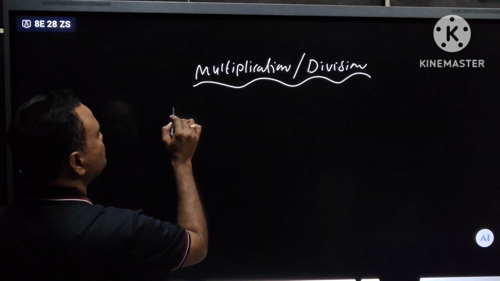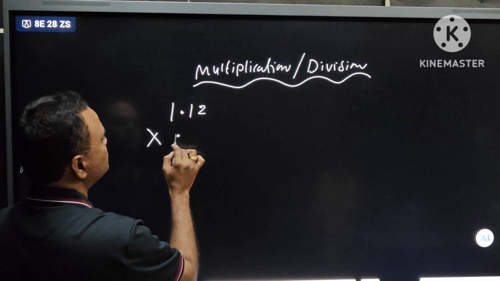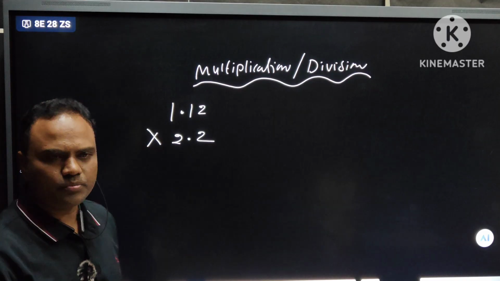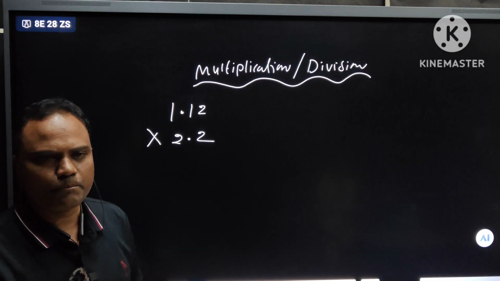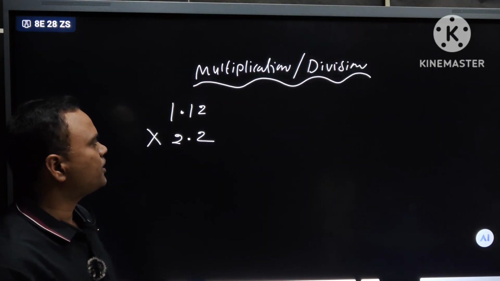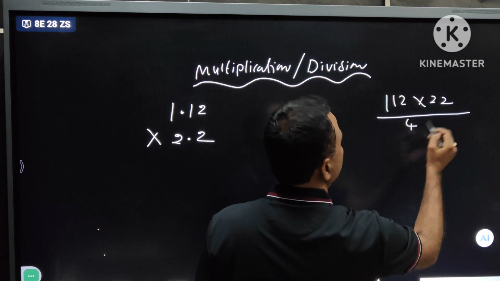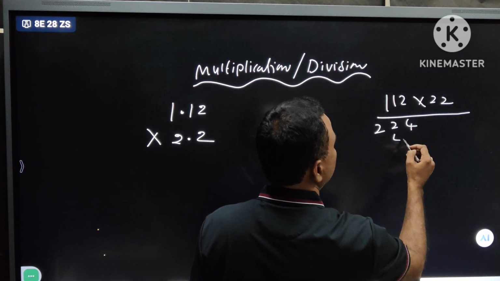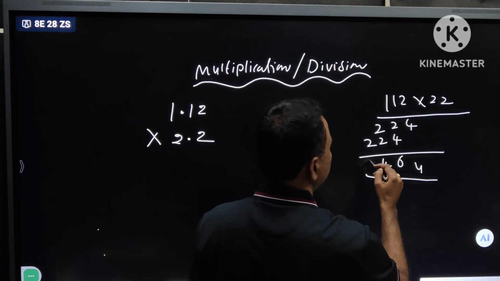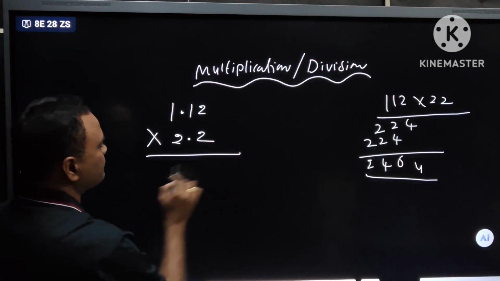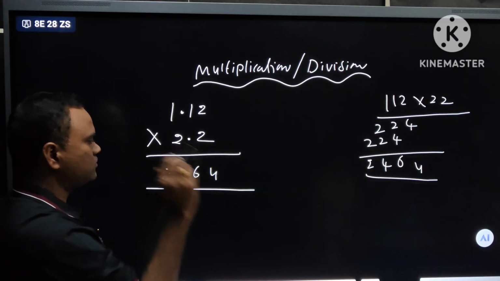See here. 1.12 into 2.2. Tell me its multiplication value. Make it fast. Multiply. 112 into 22. How much? 2464. Where will the point come?